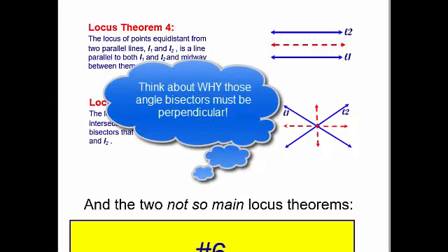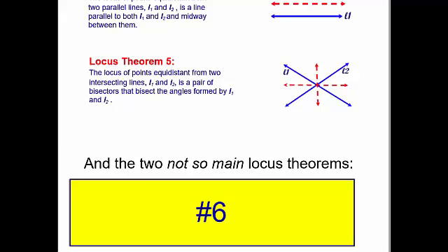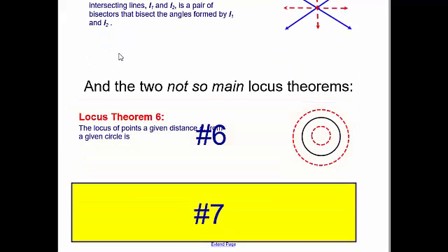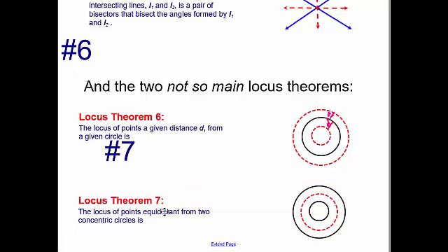We also have 2 not-so-main locus theorems that deal with circles. The first one is the locus of points a given distance d from a given circle is 2 concentric circles that are each d away from that given circle. If you think about this picture, this distance is d and this distance is also d. And the last locus theorem, number 7, the locus of points equidistant from 2 concentric circles would be a circle that is midway between both of those given circles.